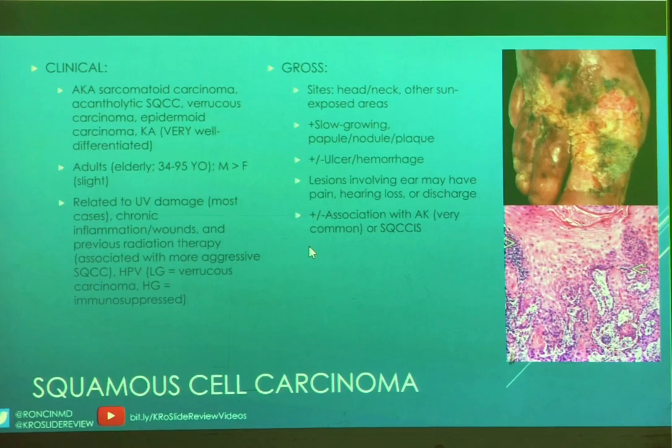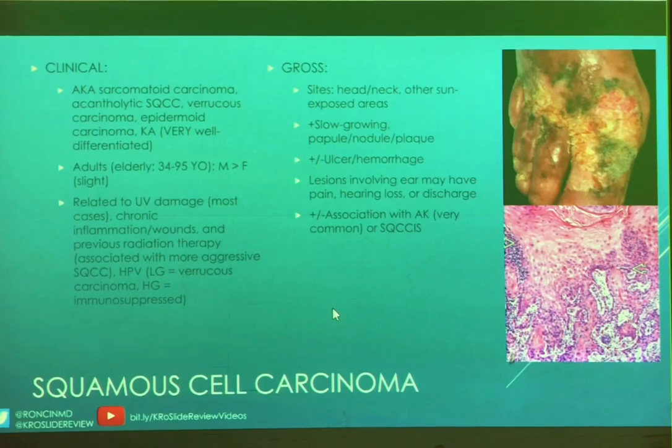Again, adults, but where we also saw elderly, the age range really goes from your mid-30s to your mid-90s and up, okay? Males more than females, but only slight predominance, okay? Again, related to UV damage, chronic inflammation and wounds.